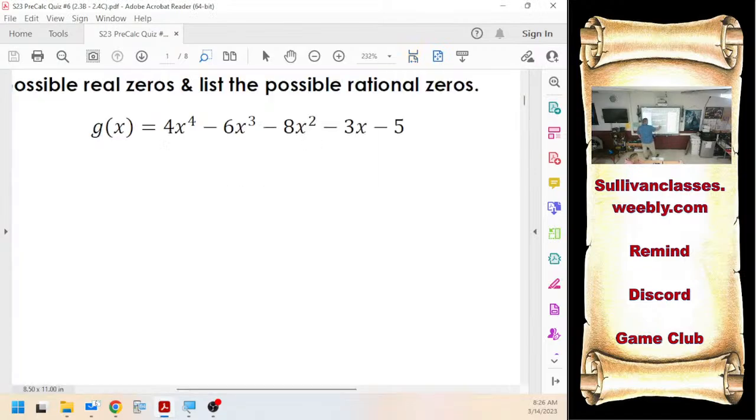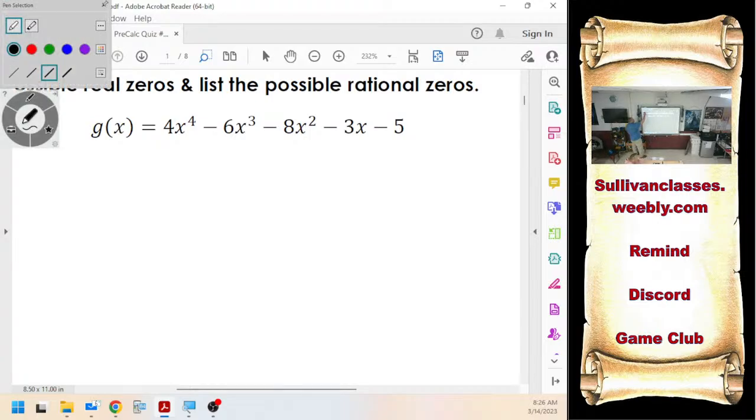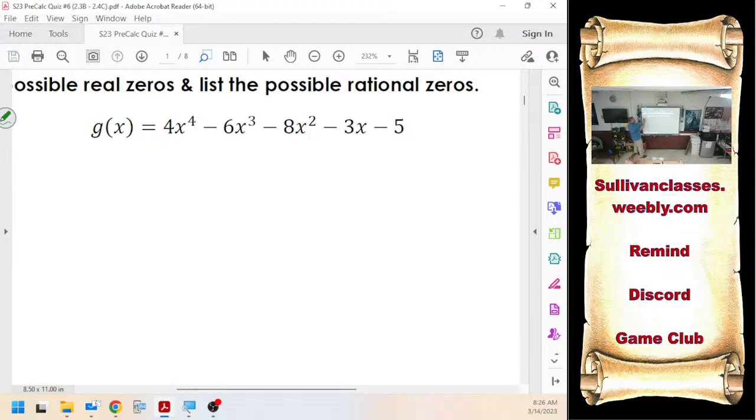Okay, describe the possible real zeros and possible rational zeros. These are all those theorems. They come in handy. They're used on the ACT. They're overkill for when we're actually trying to answer things in the 21st century, but we've got to know them. So first up, possible real zeros.